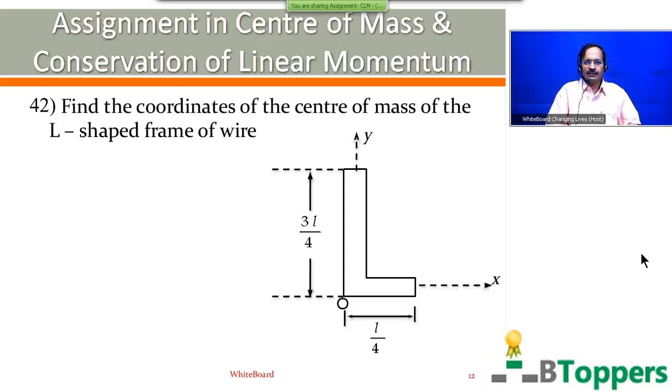The length of the wire along the x-axis is L by 4. The length of the wire along the y-axis is 3L by 4. The wire has uniform linear mass density, that means uniform mass per unit length. You have to find the answer in terms of L. That means you have to find the coordinates x, y of the center of mass of the L-shaped frame of wire in terms of L. Come on, try the question.